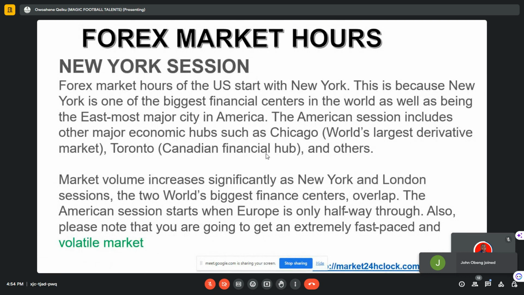Now the strong market overlap is between the New York and the London session, holding most of the volatility in the market. Market volume increases significantly as the New York and London sessions, the world's two biggest finance centers, overlap. The American session starts when Europe is only halfway through. Also, please note that you are going to get an extremely fast-paced and volatile market.